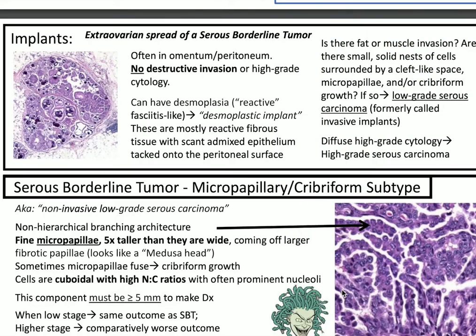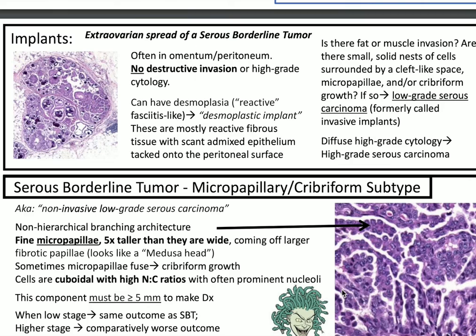Implants. This is extra-ovarian spread of a serous borderline tumor. It's often in the omentum or peritoneum, where you'll have no destructive invasion nor high-grade cytology. You can have desmoplasia, which is reactive, fasciitis-like, so a desmoplastic implant. These are mostly reactive fibrous tissue with scant admixed epithelium tacked onto the peritoneal surface.